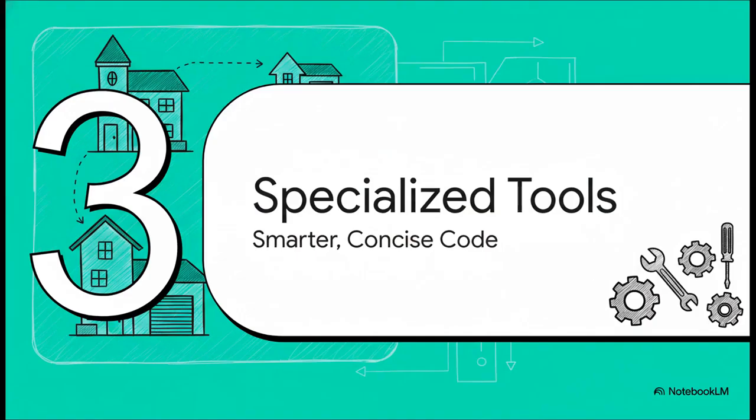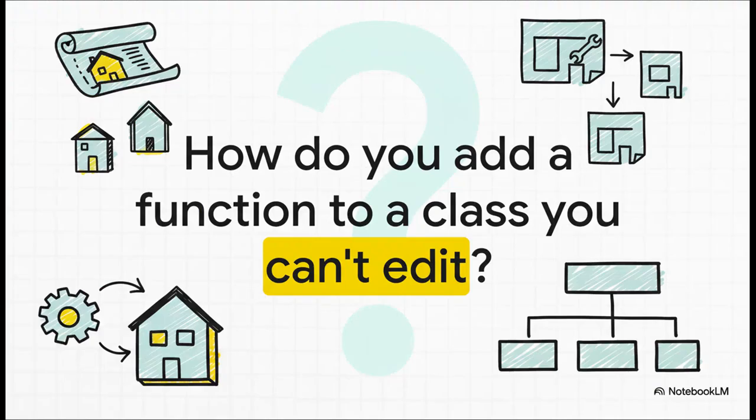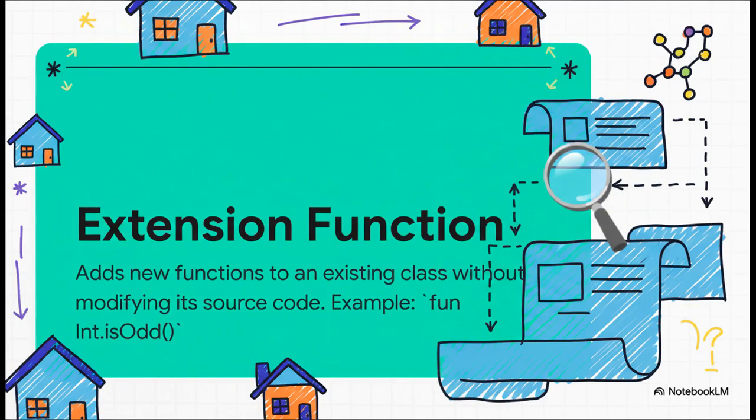All right, now for some of the really fun stuff. Let's look at some specialized tools and upgrades that Kotlin gives you to make your blueprints in your code way smarter and more efficient. So here's a problem every developer runs into. What if you want to add some new functionality to a class that you didn't write? Maybe it's from a library and you literally can't change the source code. It's like you bought a whole neighborhood of houses and now you want to add a doorbell to every single one, but you're not allowed to edit the original blueprint. What do you do? Well, the solution is this fantastic feature called an extension function.